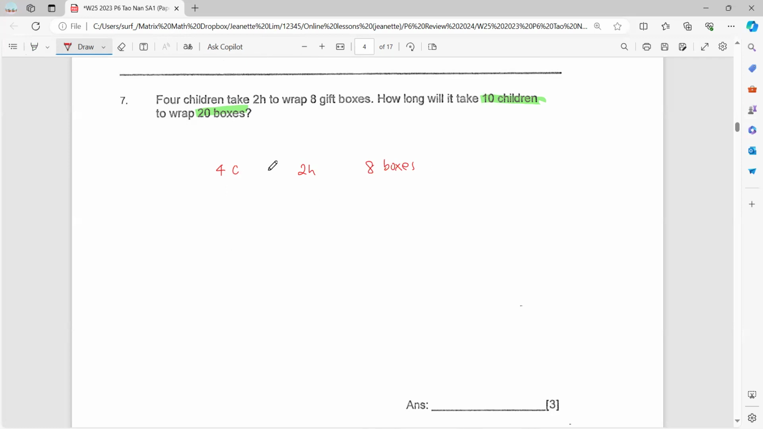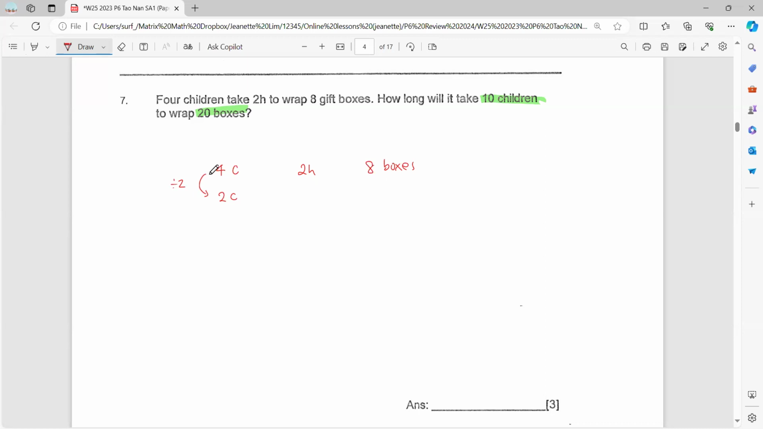So the rule is that you can only change 2 variables at any one time. Okay, so let's say I'm going to change the number of children. I try to make it 10, but before I jump to 10, let's have 2 children first. So what happens is you will divide by 2. Now you can choose what you want to change. You want to change the time taken or the work done. In this case, I'm going to change the work done, which is the number of boxes.